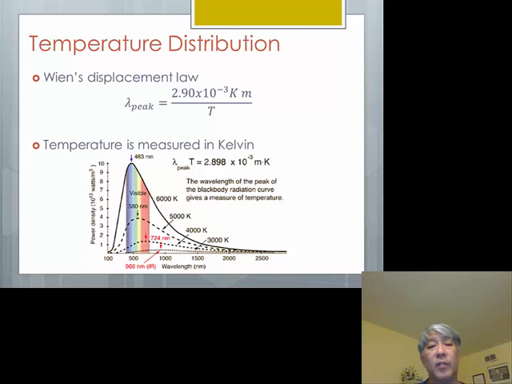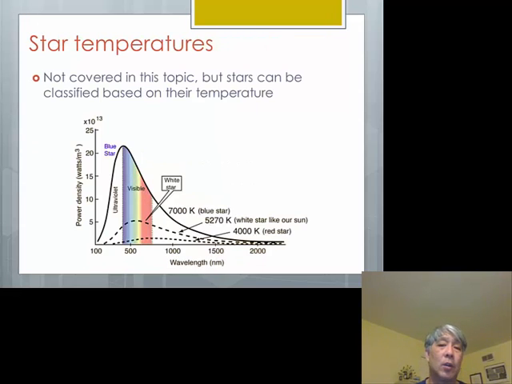thousand degrees Kelvin. Again, our sun is between 5,000 and 6,000 degrees Kelvin, so most of the light from the sun is in the visible spectrum, at least visible to us, and there's probably a biological reason behind that. Not covered in this topic, but some people may be interested: this is a way we can categorize stars, because we can see where the frequency is most common coming from this star.